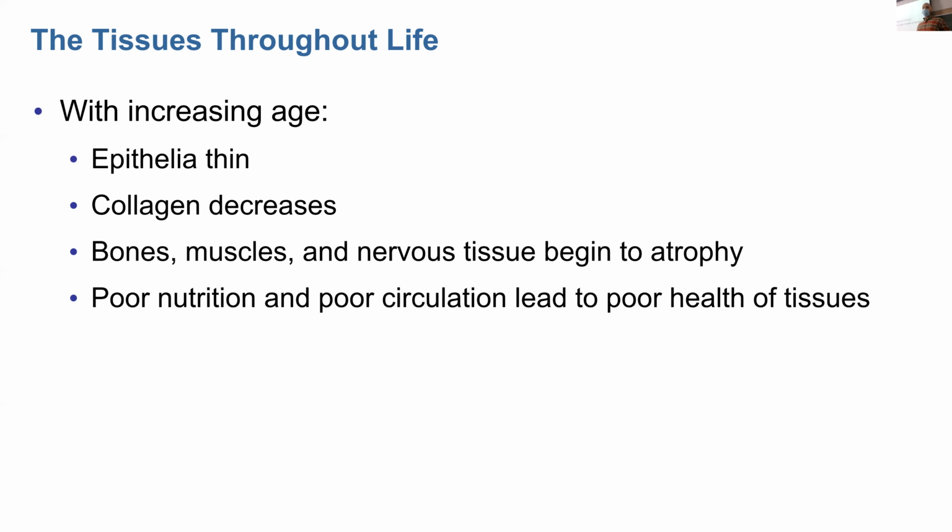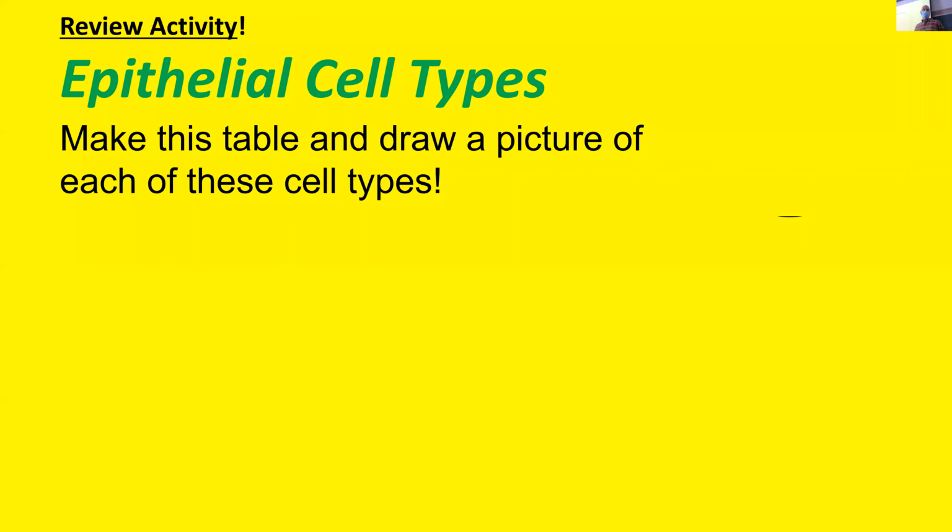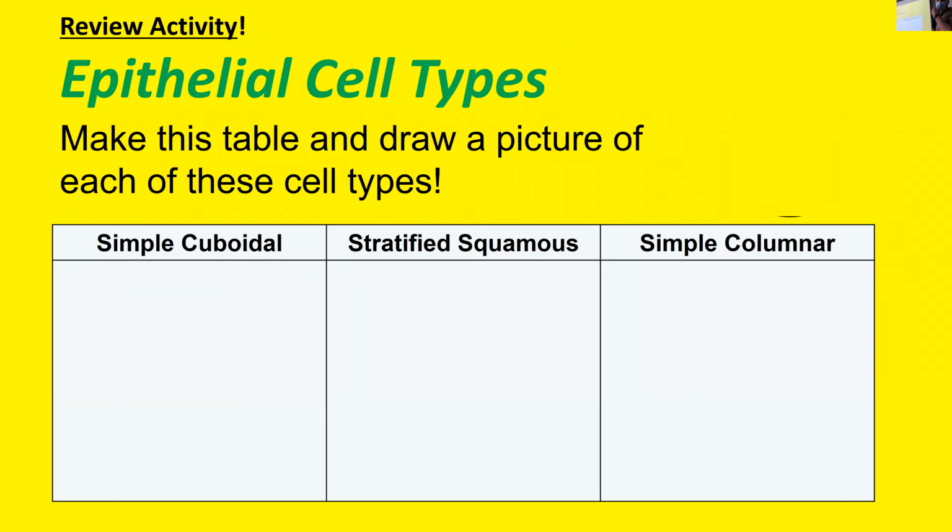Cool. All right, let's do an activity. Let's draw. What I'd like you to do is, in your notes, make this table, we got a perfect time, and draw a picture of each of these cell types. Quick refresher to go back to epithelial cells we covered on Monday. You've got 2 minutes. Try to do it if you can without looking at your notes.